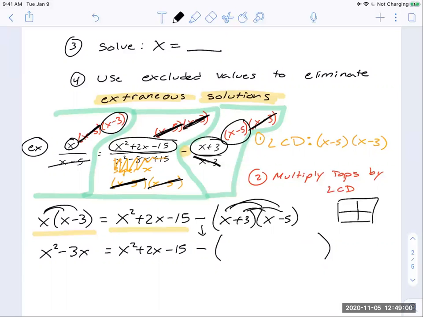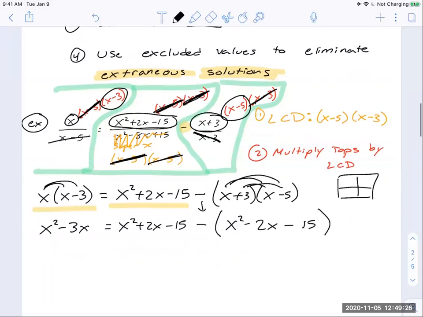X squared minus 2x minus 15. That is correct. Good job to those of you putting it in the chat room. So, keep solving. This negative will go to all 3 pieces. I'm just going to write that step out so I don't get confused.